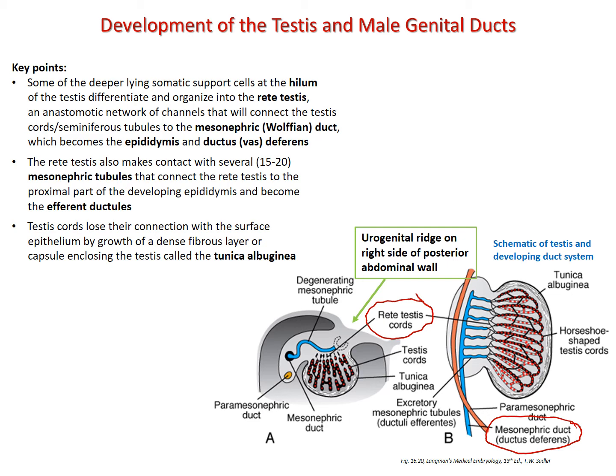The rete testis also makes contact with some 15 to 20 mesonephric tubules in the degenerating mesonephros. These tubules connect the rete testis to the proximal portion of the developing epididymis and become the efferent ductules. As development continues, the testis cords lose their connection with the surface epithelium by growth of a dense fibrous layer or capsule of tissue that encloses the testis called the tunica albuginea.